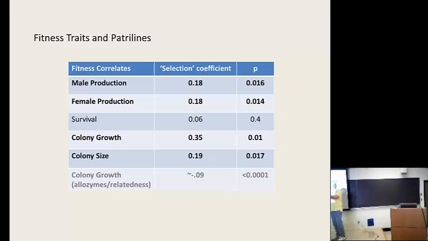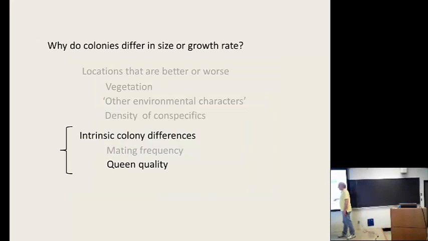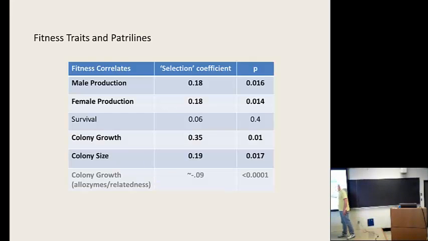So there are intrinsic differences among colonies. There are these mating frequency differences that cause differences in fitness, possibly by modulating patterns of colony growth, resulting in increased colony size, which then cascades into increased reproductive output.